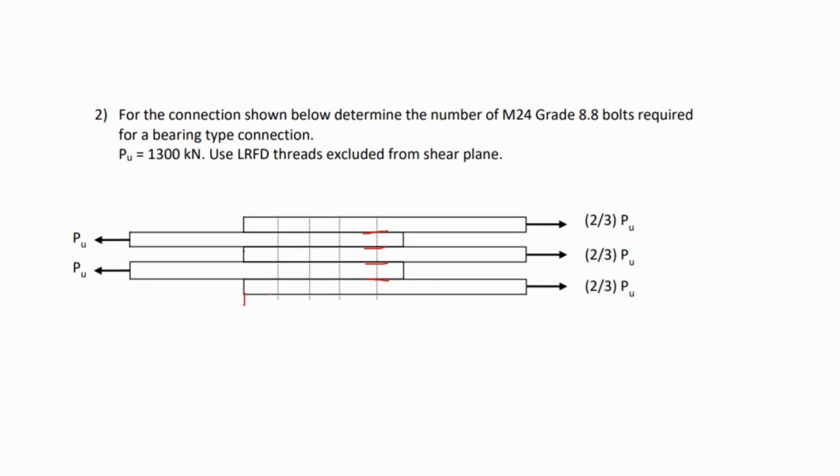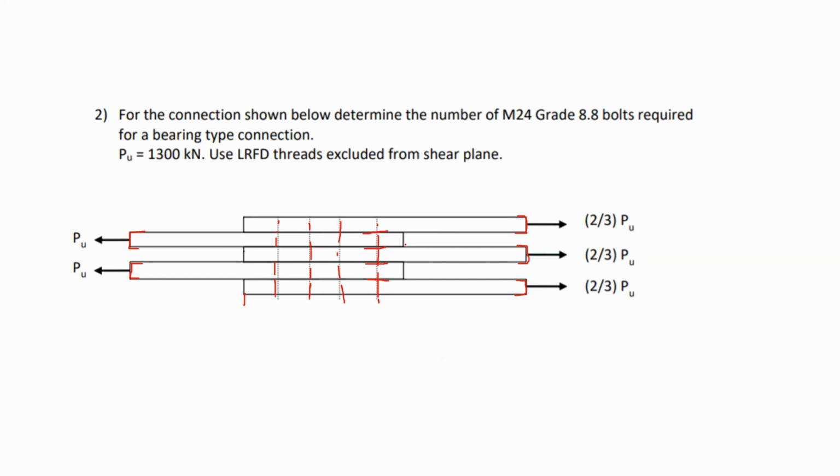So here we have this connection. As you can see here, we have 3 plates. I have plate 1, 2, and 3. Each one of them is taking 2/3 of PU. In here, I have 2 plates. Each one of them is taking PU. And I have the bolts penetrated through those plates, and they are creating this connection.